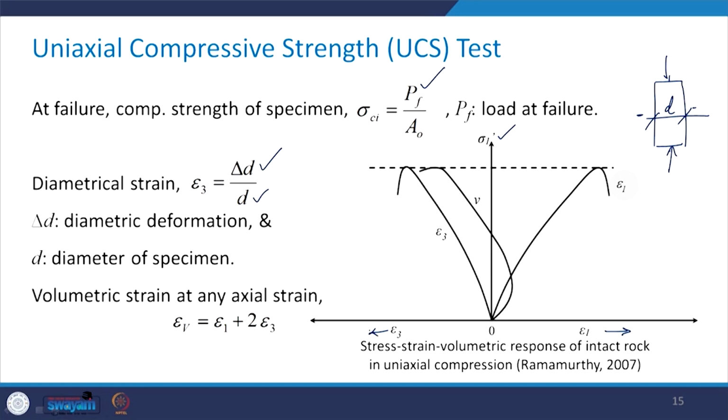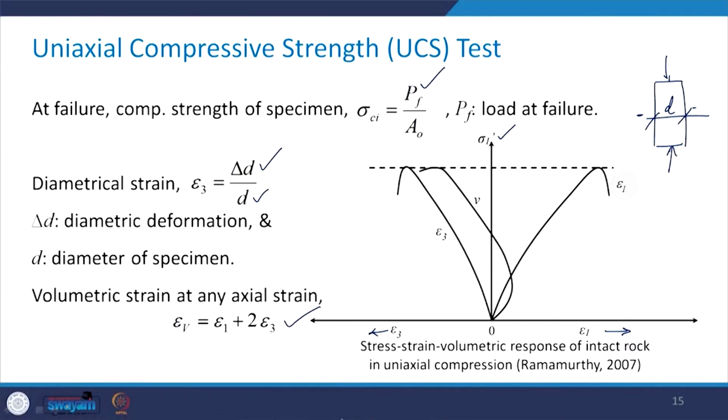So the total volumetric strain at any axial strain we can find out, which is epsilon 1 plus 2 epsilon 3, and we are representing it with epsilon V, that is, V stands for the volumetric strain. So you have seen how the variation is going to look. Let us have a look once again here.